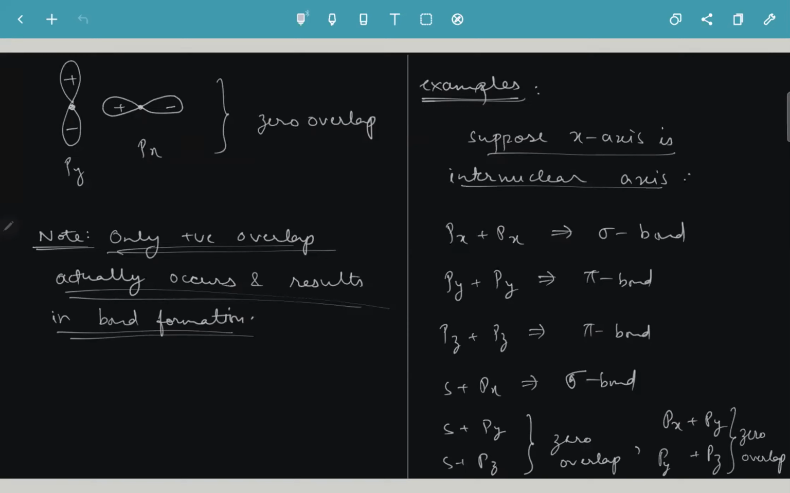So only positive overlap, intermixing of positive phase with positive phase, results in high amplitude, high value of the wave function. High magnitude of the wave function results in a high value of the square of the wave function, a high probability of finding the electron between the two nuclei. Is it making sense, Saumya? So therefore, only positive overlap results in bond formation. Negative overlap does not result in any bond formation.